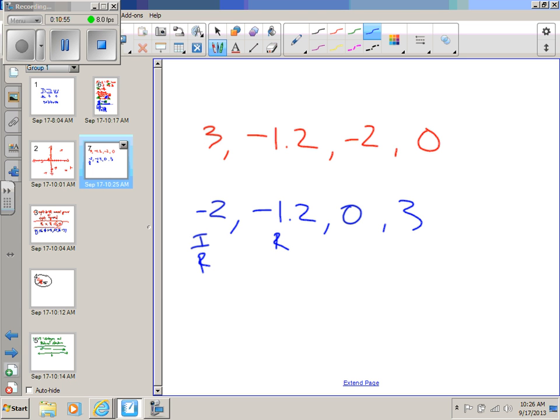How about 0? I suppose we'll put this down for whole number too. Whole number, integer, right? And how about the 3? Whole number, integer, rational number, the whole nine.